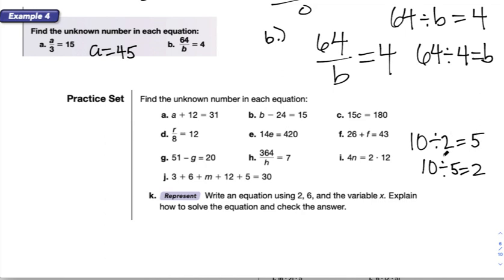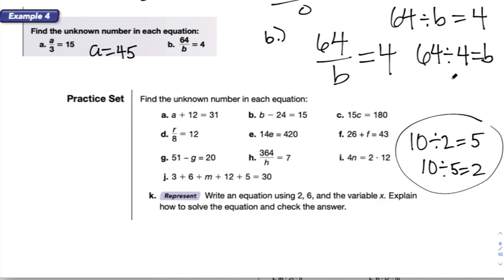We know that we can move around the dividend, the divisor and the quotient in order to create an equal relationship. So we're doing that here. We recognize that since 64 is being divided by b, that's equal to 4, that we could write this also as 64 divided by 4 is equal to b.